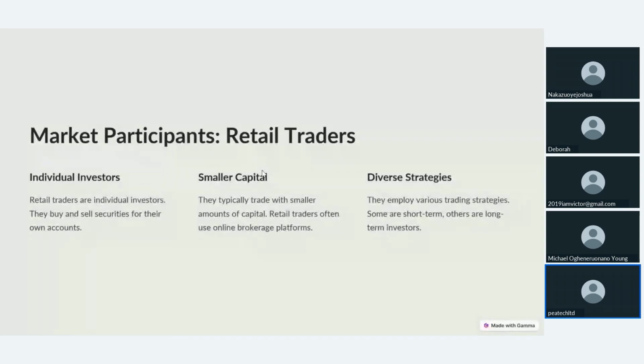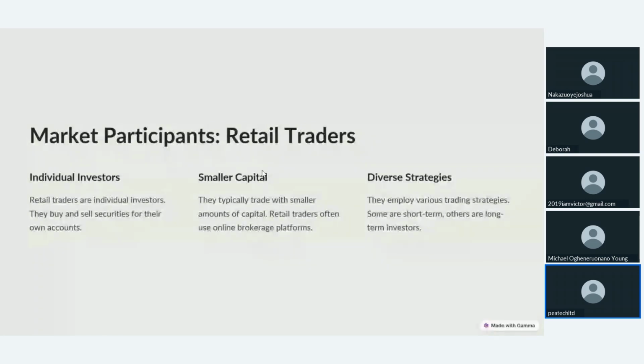So individual investors like you and I, who just deposit our own capital to trade and start buying, maybe start trading the futures, are referred to as individual traders. Then we also have small capital traders. They are all under the category of retail traders. So whether you refer to them as individuals, small capital owners, or diverse strategists, they are all under what? Retail traders. They are called retail traders because they perform day-to-day trading.